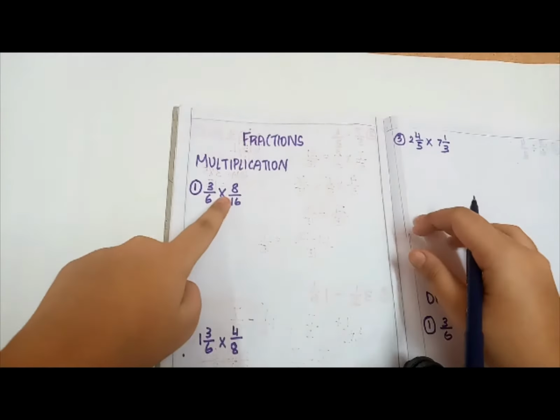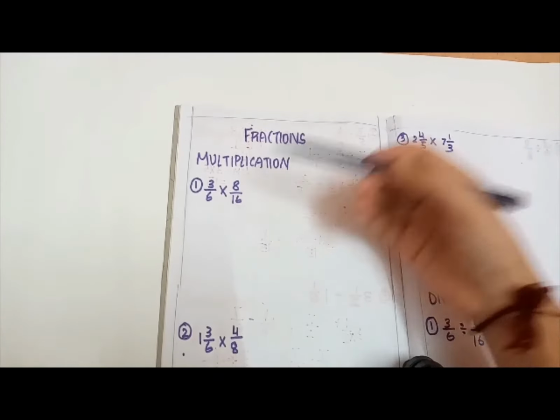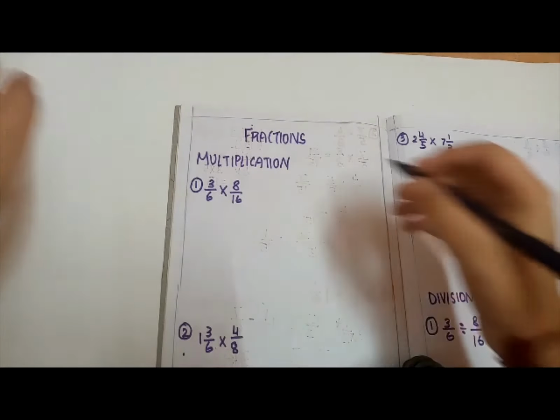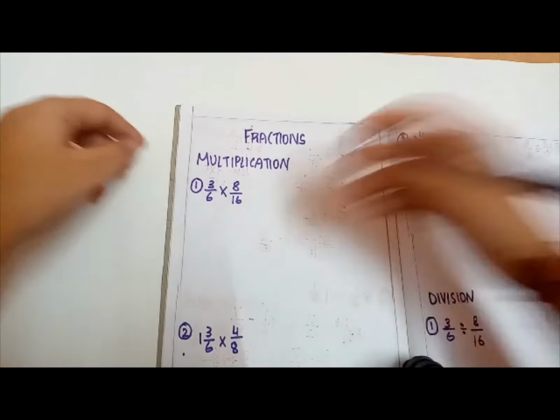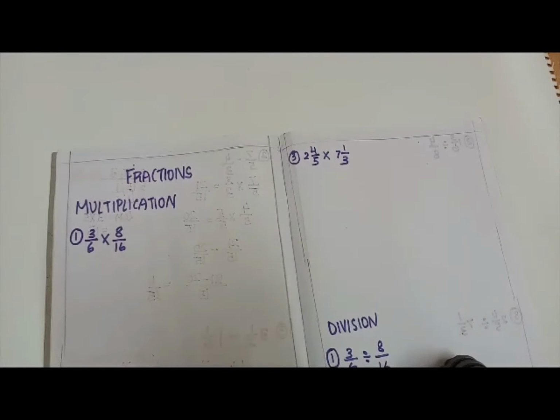Our first sum is 3 by 6 into 8 by 16. One common thing everyone should remember is that in fraction multiplication we should not take out the LCM of the denominators. As in addition and subtraction we took out the LCM, but here we should not. I'll show you how to solve a simple fraction. Here we have the sum 3 by 6 and 8 by 16. Now we have to solve the sum.